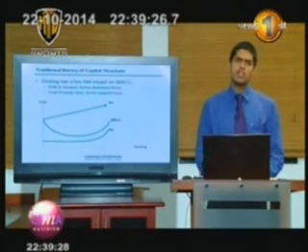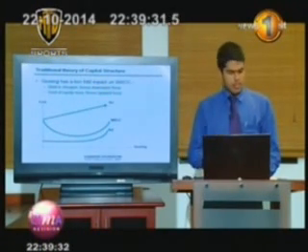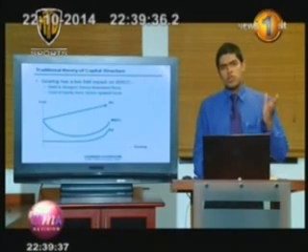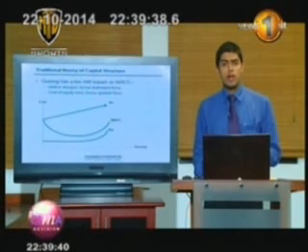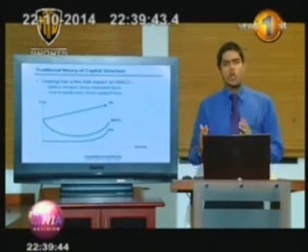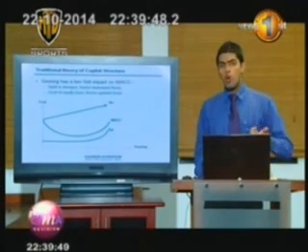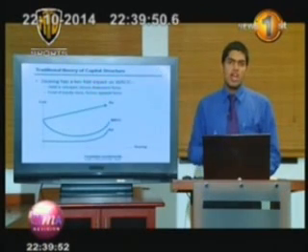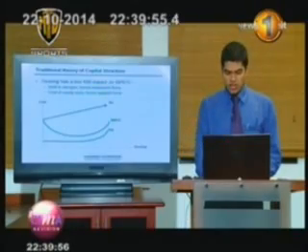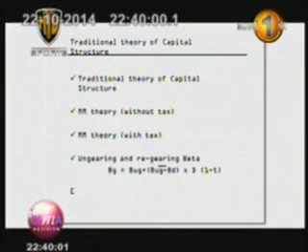So according to your traditional theory, initially as you introduce more and more debt, your WACC will fall. The reason for that is debt is a cheaper source, therefore the more cheaper source of funding you infuse into the company, your WACC is going to fall. But after a point of time, your cost of equity has risen so much that the cost of equity increase is more than that cheaper debt that you are infusing. As a result, now your WACC starts to rise again. So with regard to capital structure, traditional theory is very important to remember.